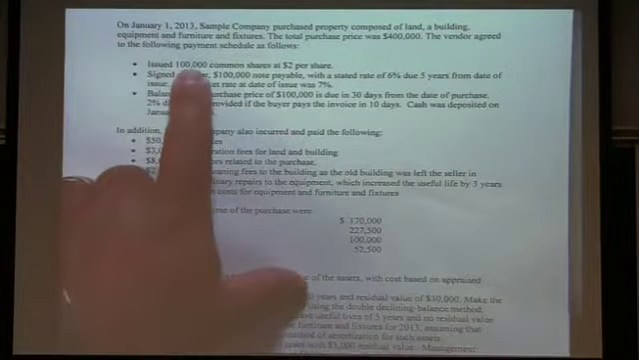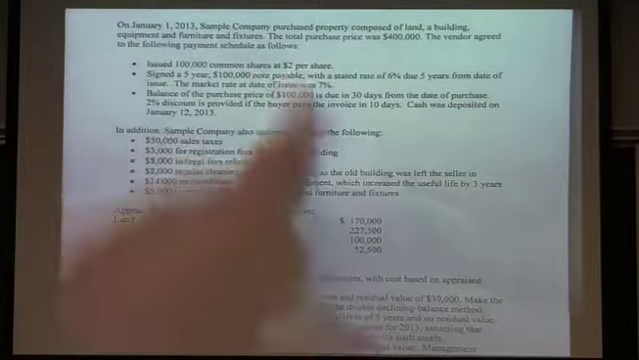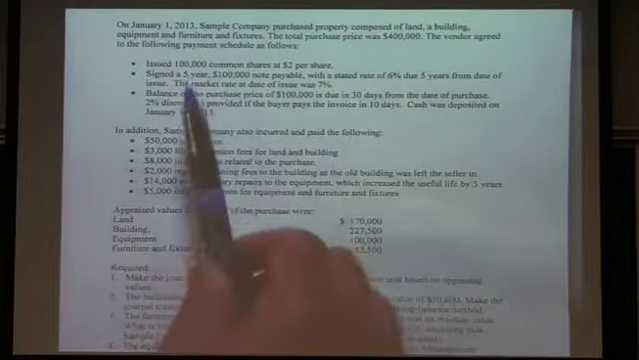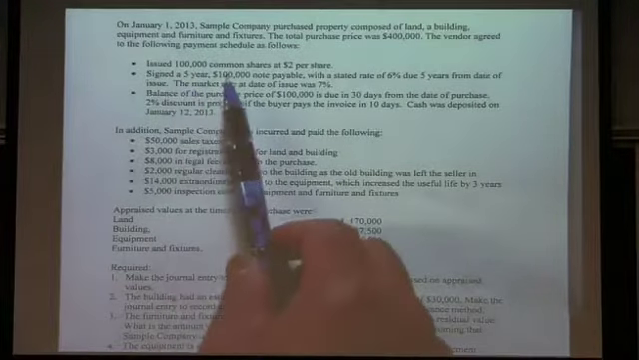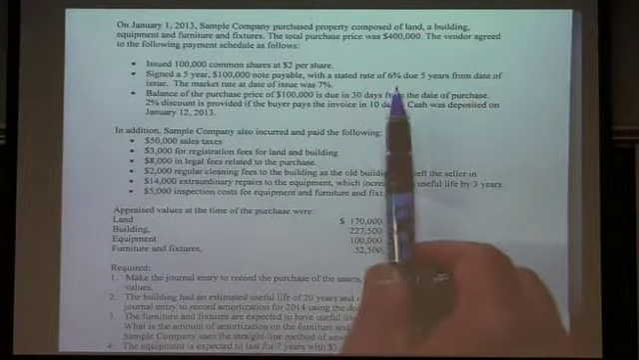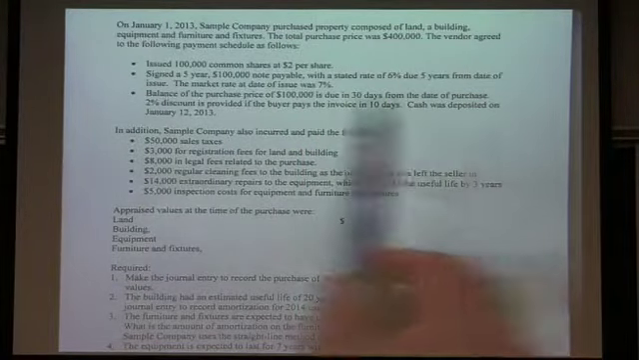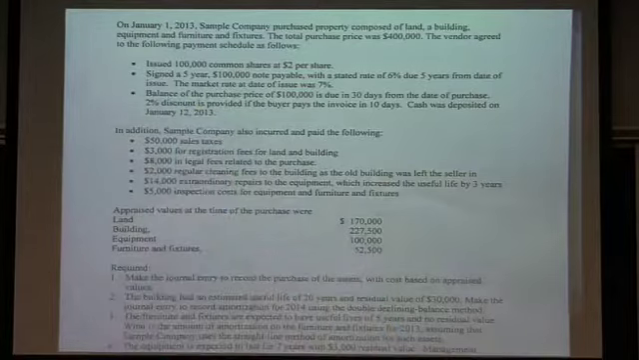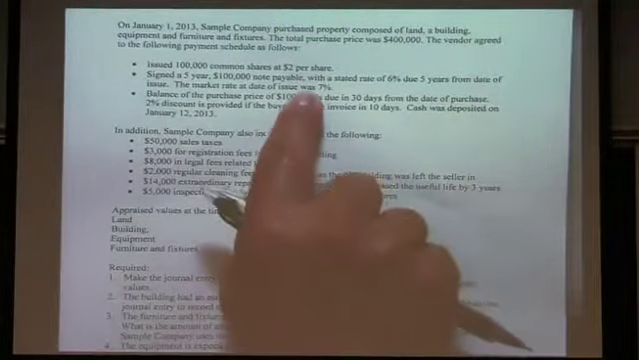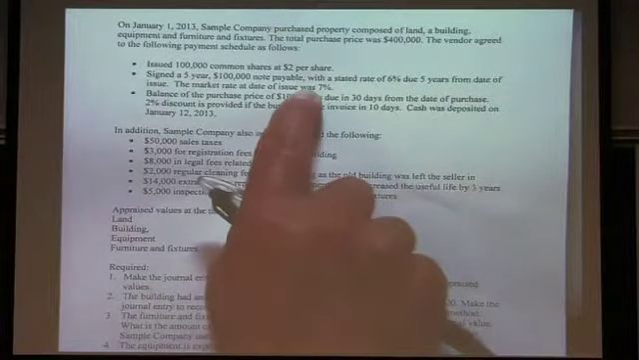They issued 100,000 common shares at $2 per share. That's the market price. They also signed a 5-year $100,000 notes payable with a stated rate of 6% due 5 years from the date, but the market rate is 7%. So this is an example of a note issued at a discount.